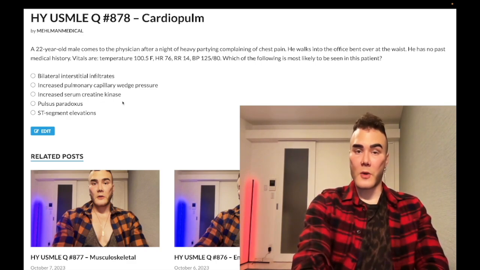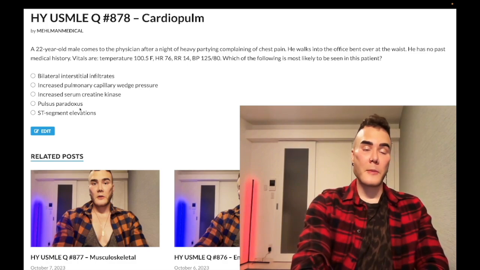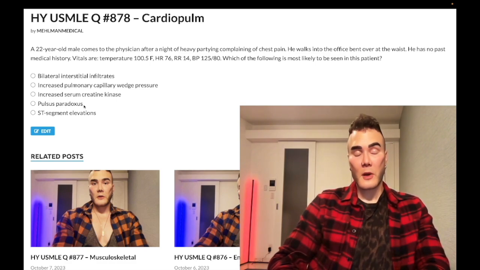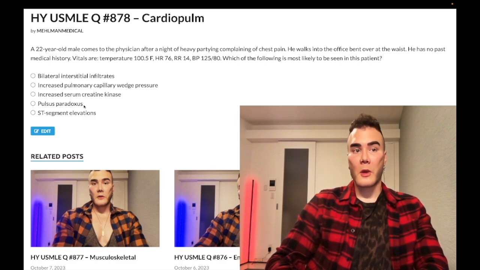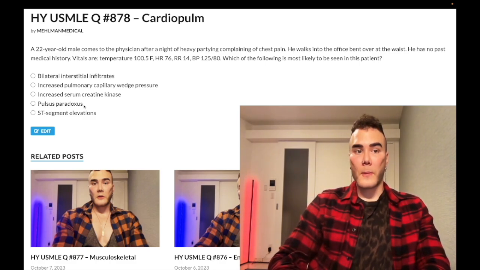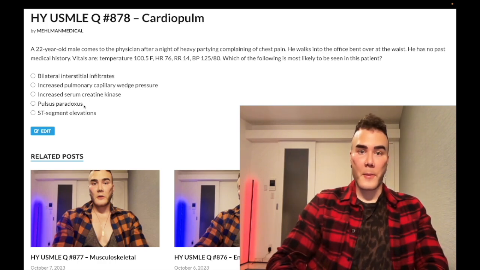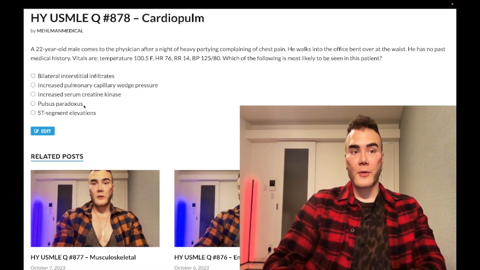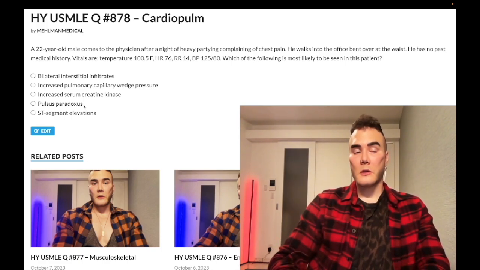Choice D, pulsus paradoxus. Wrong answer. So 19 times out of 20, this is going to be cardiac tamponade. So that's going to be Beck triad. Number 1, hypotension. Number 2, JVD. Number 3, muffled or distant heart sounds. Plus or minus pulsus paradoxus, which is going to be a drop in systolic blood pressure greater than 10 millimeters of mercury with inspiration. So the heart can't fill in cardiac tamponade. They'll often say stab wound to the chest, or there can just be trauma from, e.g., an MVA, car accident. And the patient has Beck triad plus or minus pulsus paradoxus.